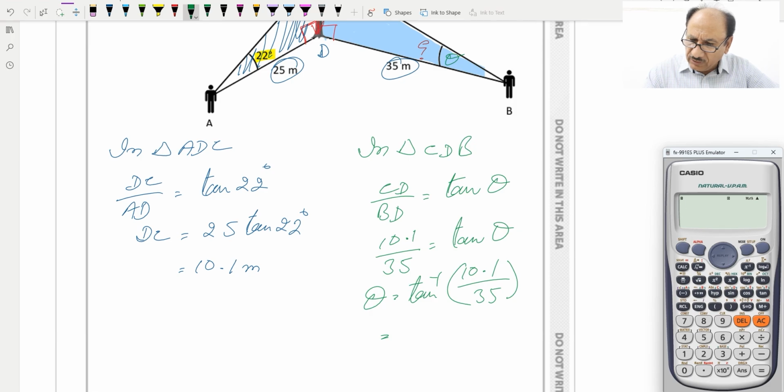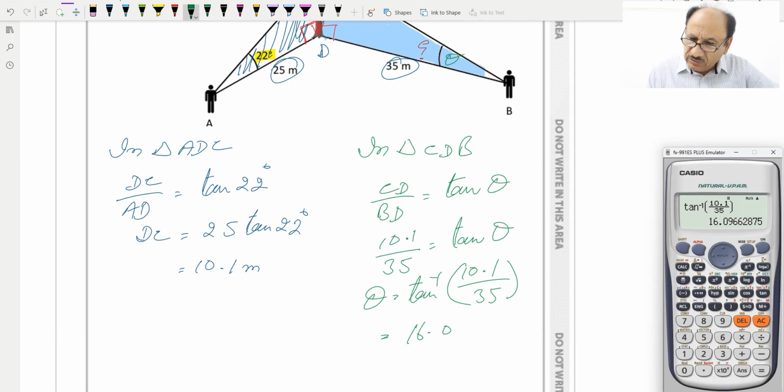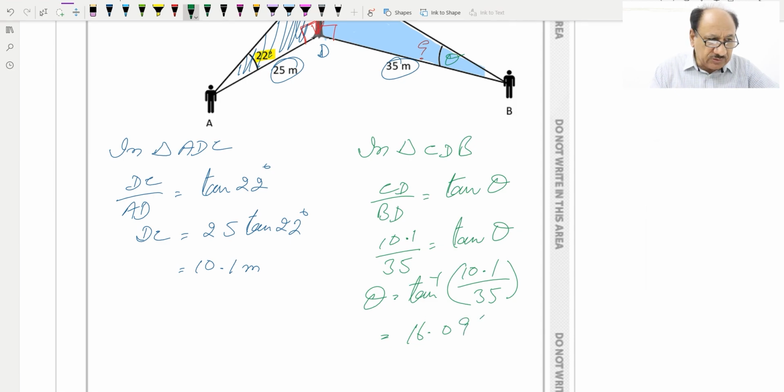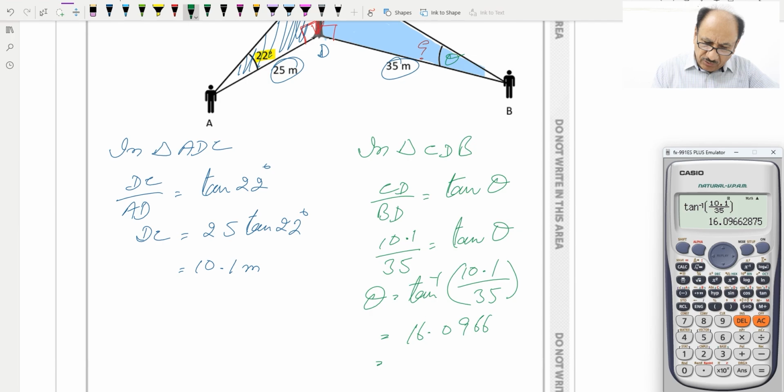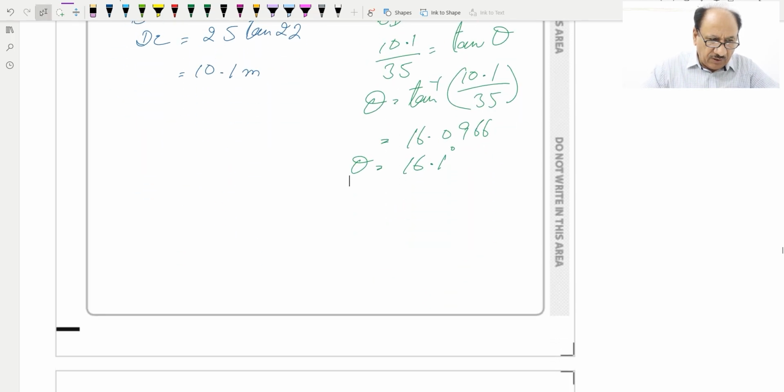So shift tan of 10.1 over 35, and this will be 16.0966, and we can round it to 16.1 degrees. This will be the theta value. This is how we can find this.